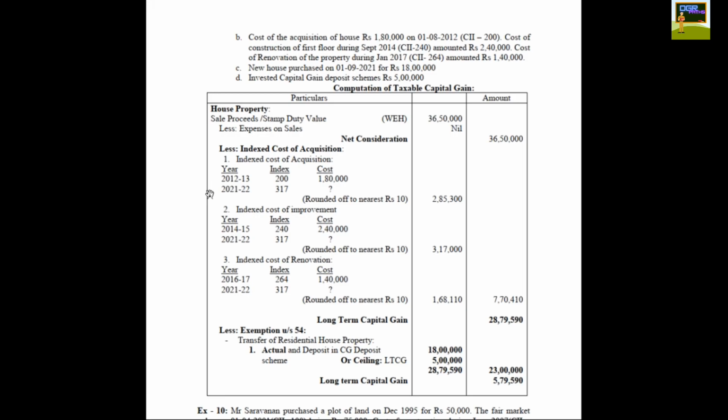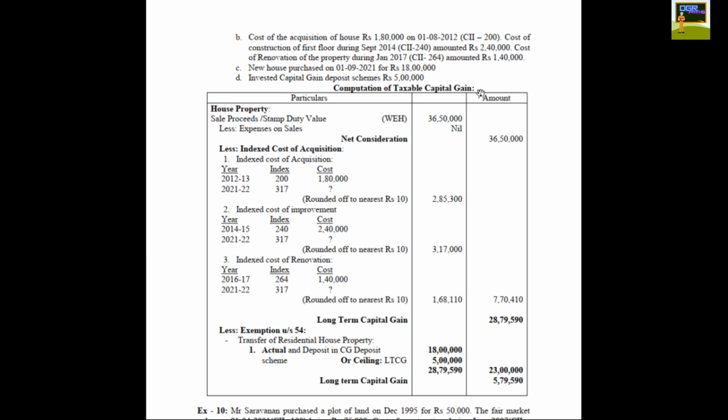So for the current index 2020-22, it will be 168,110. So the balance long-term capital gain will be 28,79,590. Here we claimed exemption under Section 54. The total investment in the new property is 23 lakhs, and the taxable long-term capital gain is 28,79,590, whichever is the least. So the balance is taxable capital gain.